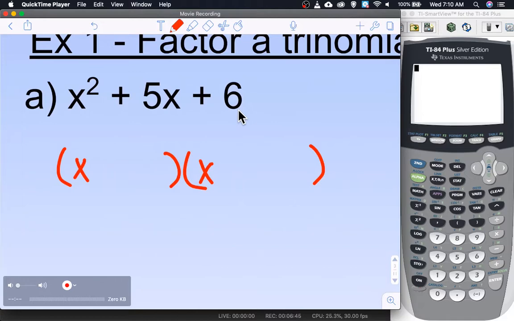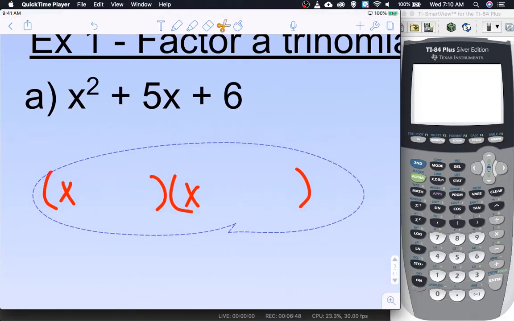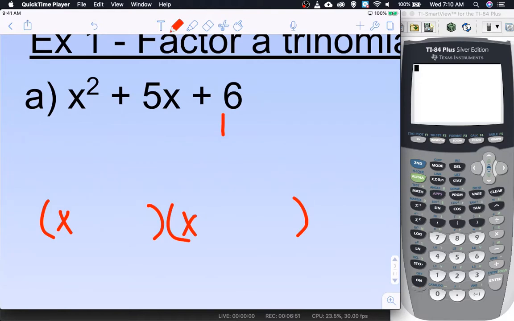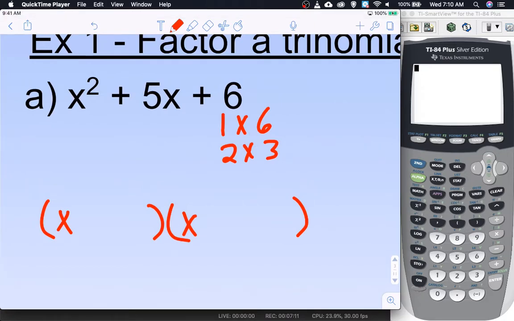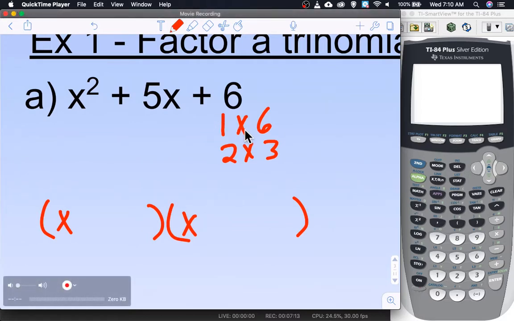Now, this is a 6. I recommend listing your factors. 1 times 6, 2 times 3. Because this lesson and the next lesson, this process is very similar, but it gets harder. Listing your factors becomes a kind of important deal to do. Now, these are my factors, 1 and 6, 2 and 3. I can put them anywhere. I could put the 1 and the 6 here. I could do the reverse, put 6 here and 1 there, or the 2 and the 3.